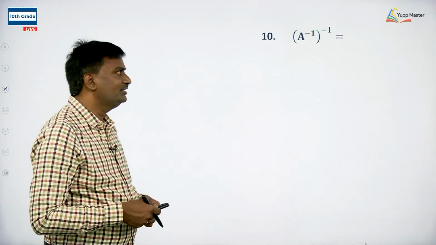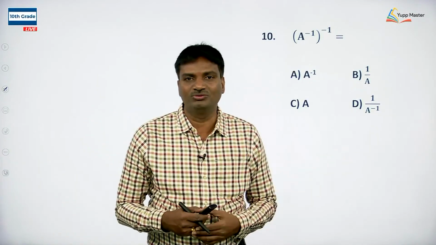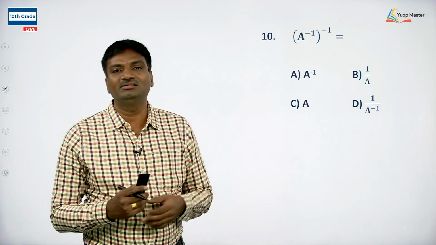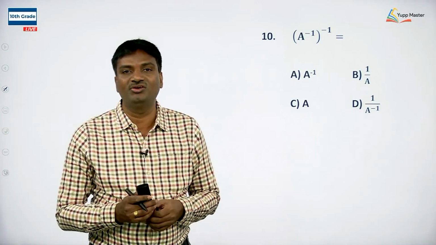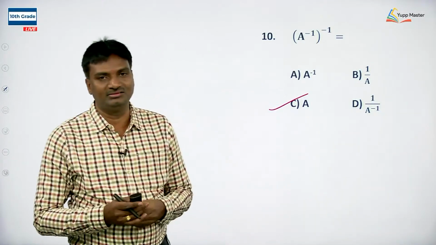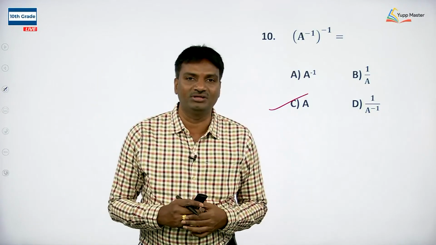Like the last question, the inverse of A inverse is just a property. In the previous problem also we discussed this property. According to the properties of inverse of a matrix, we know the inverse of A inverse is equal to A only, that is option C, simple. So these 10 questions were asked in last weekend's examination.